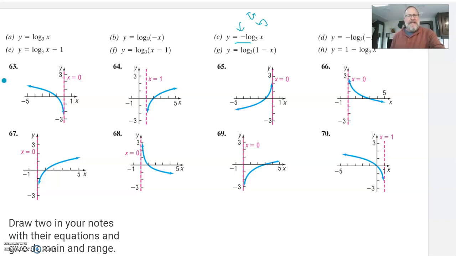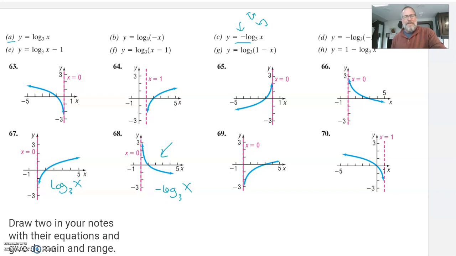So I'm scanning and, ooh, is that one the flip of it? I think it is. So negative log base 3 of x, which, just so you know, the parent function's right here. Here's the parent function on it. That's a, if you look up, that's a. Okay. And this is flipped perfectly across the x-axis. Can you see the symmetry?